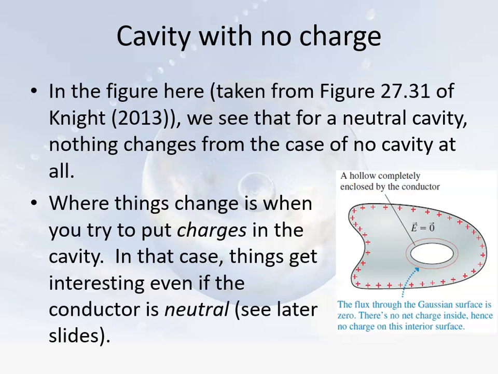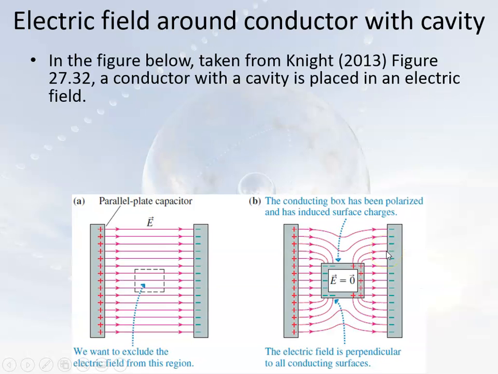So in a situation where there's no net charge, then there's nothing special going on at this inner surface, and the electric field there is going to be zero. But if you try to put charges inside of this, then some of the opposite charge will end up flowing from the surface to help to cancel that out, to keep the electric field inside the conducting medium as zero.